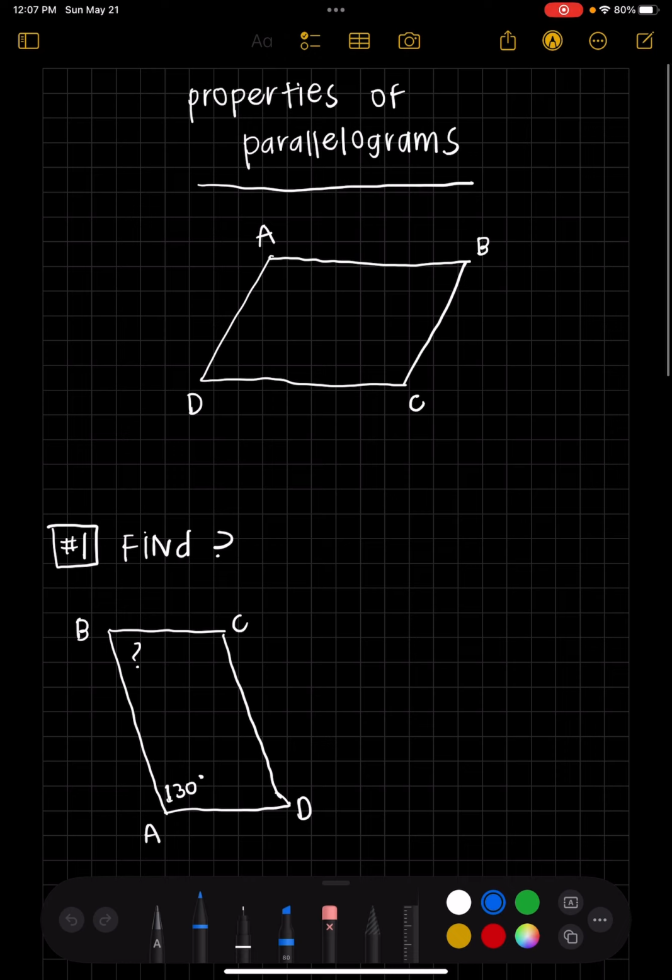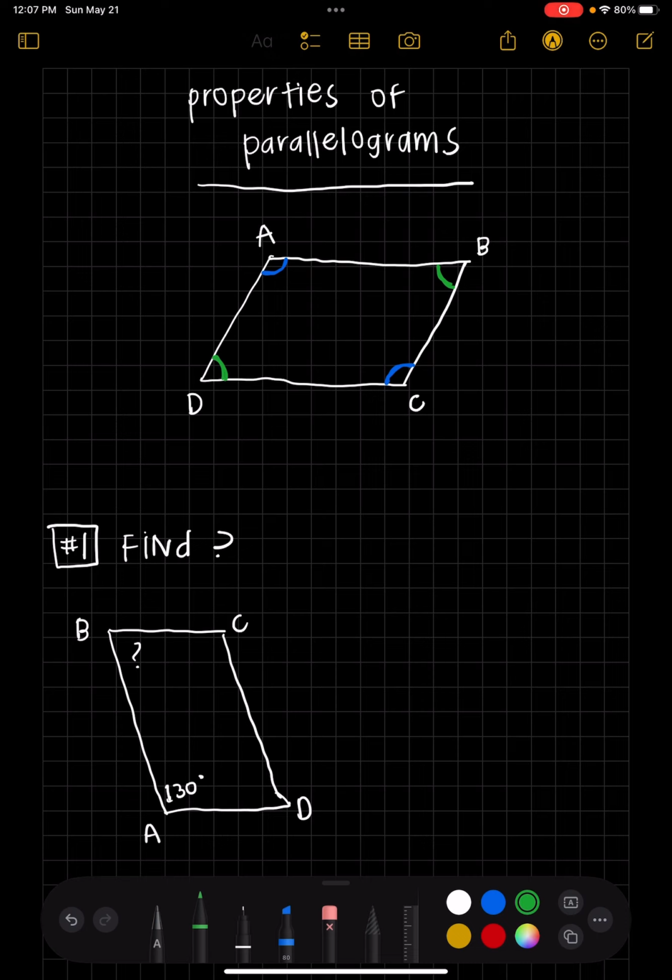So on parallelograms, the things that you want to know is that because it's a smashed rectangle, the opposite angles are equal to each other. So angle A is equal to angle C, and then angle D is equal to angle B. So if I know angle A is 100 degrees, then angle C is also 100 degrees. If I know angle D is 50 degrees, then I know angle B is also 50 degrees.